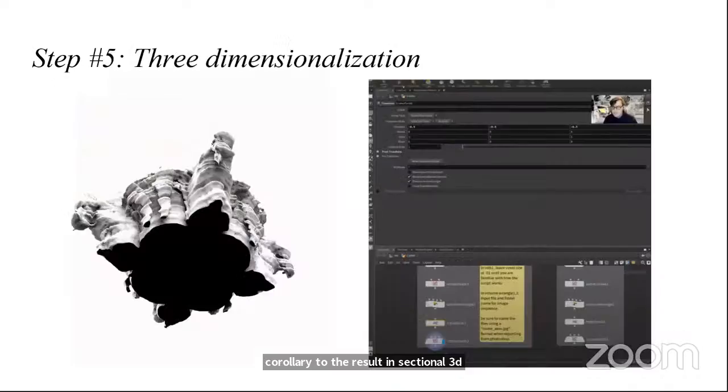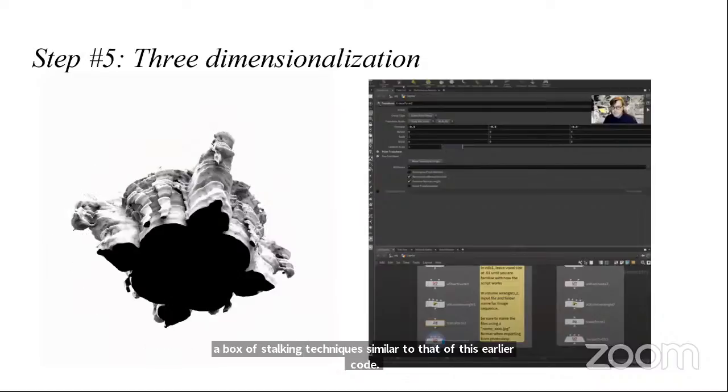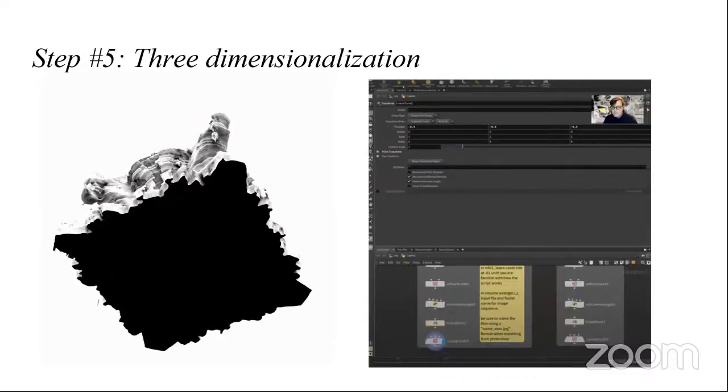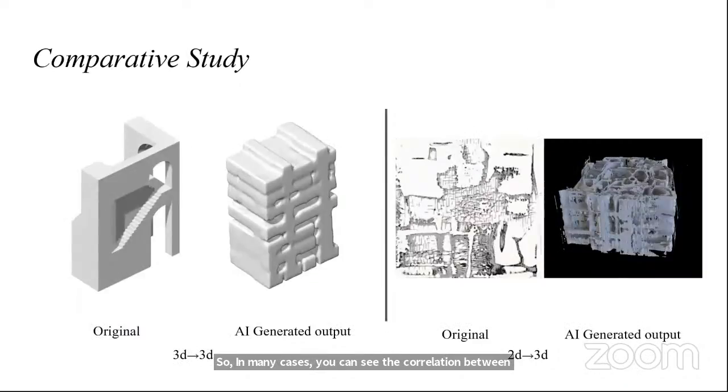We then dove into Houdini and some VEX code, doing a voxel stacking technique similar to that of the Serlio code, in which we converted each frame of the latent walk into a layer of voxels based on their black and white value. So in many cases, you can see the correlation between the original object and the trained object.